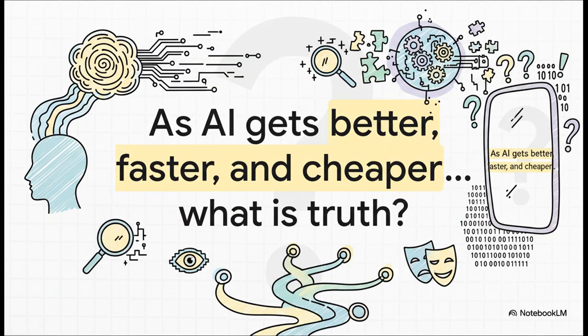Which brings us right back to where we started. As this AI technology gets better and better, faster and cheaper, and available to basically anyone, it forces us to ask a really tough question. What does truth even mean anymore? It's not just about technology. It's about our own relationship with what we see, what we believe, and what's actually real.